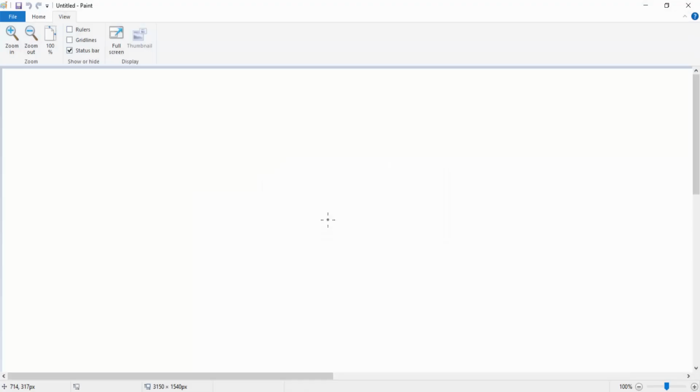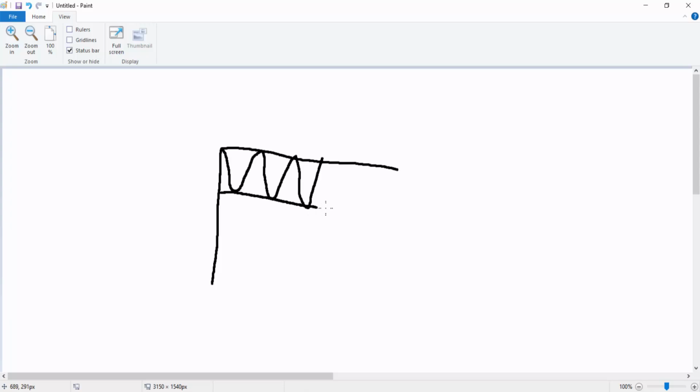The flag pattern consists of 3 main components. Firstly, you have the flagpole, like so, and this is the initial sharp price movement that forms the base of the pattern. And then you have a consolidation phase, where the price just goes up and down, and this will form the shape of a rectangle or a parallelogram. And then you have the breakout.